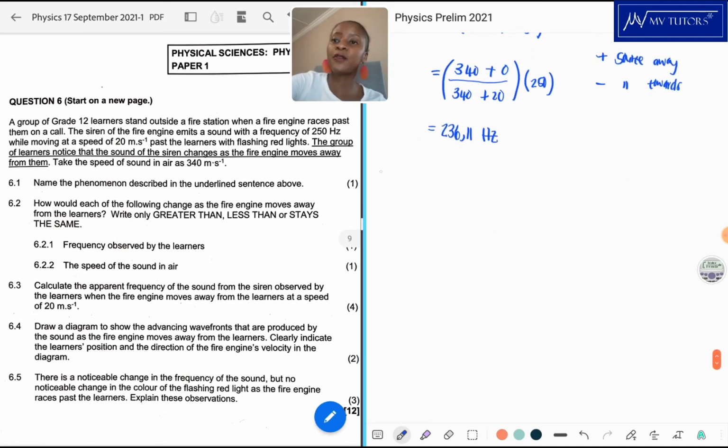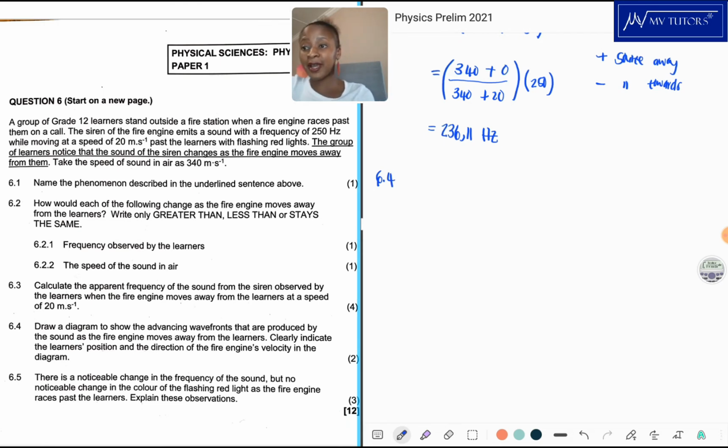Now 6.4, what are they asking? It says draw a diagram to show the advancing wave fronts that are produced by the sound as the fire engine moves away from the learners. So clearly indicate the learner's position and the direction of the fire engine's velocity in the diagram.